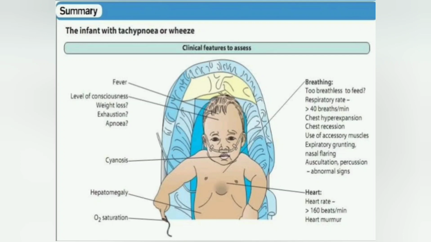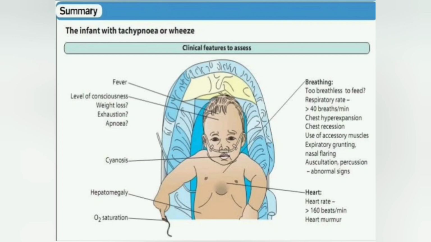Next, the clinical features of wheezing. First one, fever. Whenever our body gets any infection or inflammation, the first sign and symptom will be fever. The next one, level of consciousness. Because of the lack of oxygen supply to the brain, there will be tiredness, and the baby's level of consciousness will be decreased. The next one, weight loss. The next one, exhaustion. Exhaustion means a feeling of over tiredness. The baby will feel fatigue.